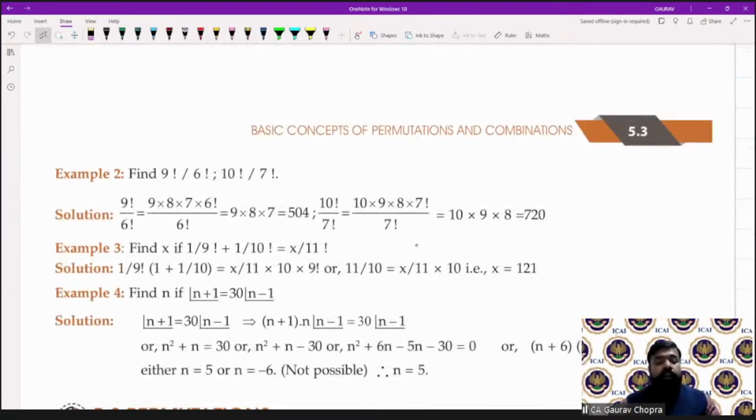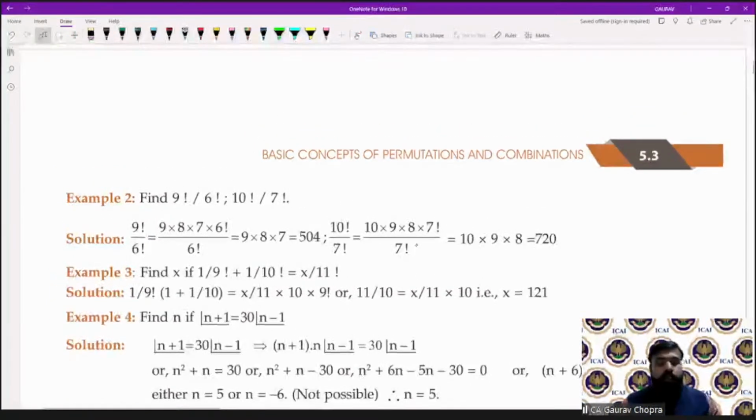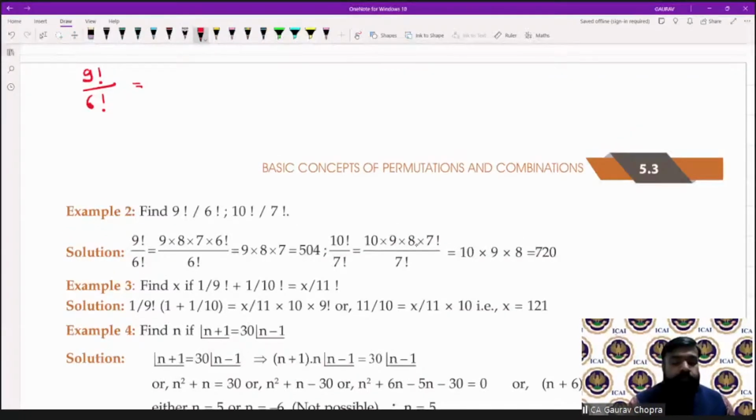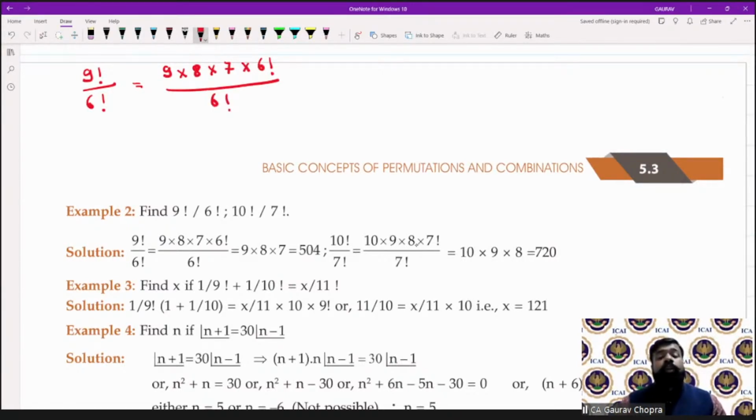Now we have to simplify 9 factorial upon 6 factorial. Now how to simplify this? First of all, see which is the bigger factorial. Of course 9 factorial is bigger. So how to open 9? We can write 9, 8, 7 and we can stop at 6 factorial. Now why are we stopping at 6 factorial? Because in the denominator 6 factorial is available, so we can easily cancel them.